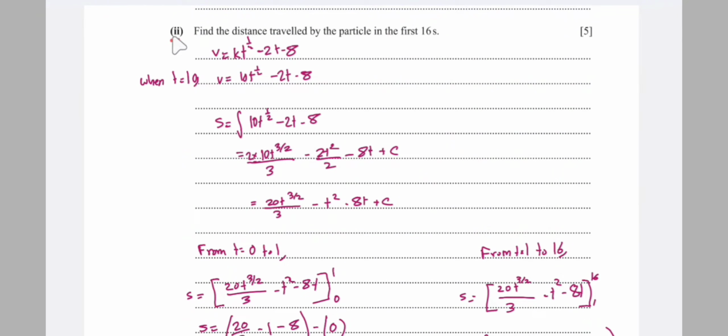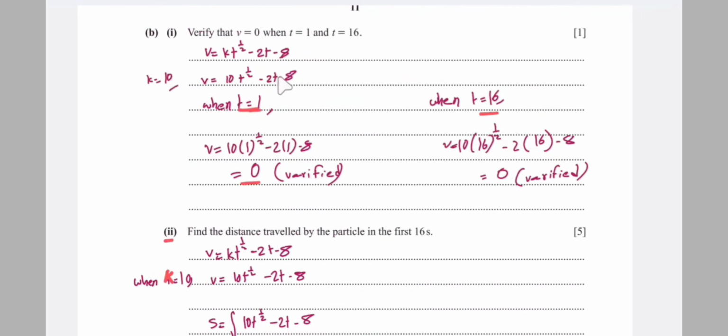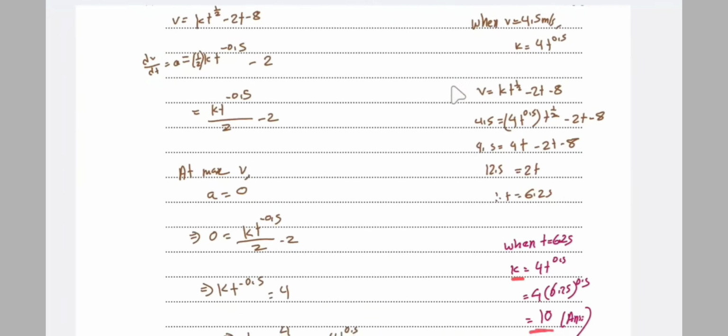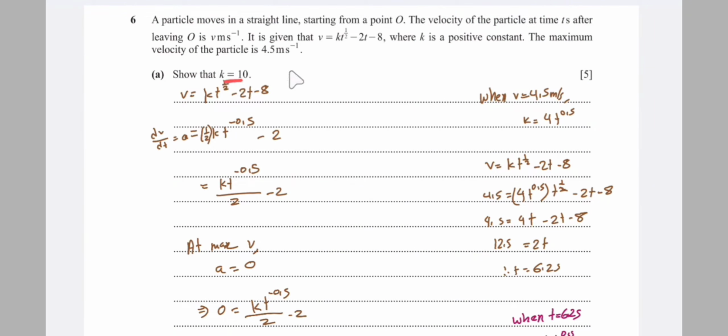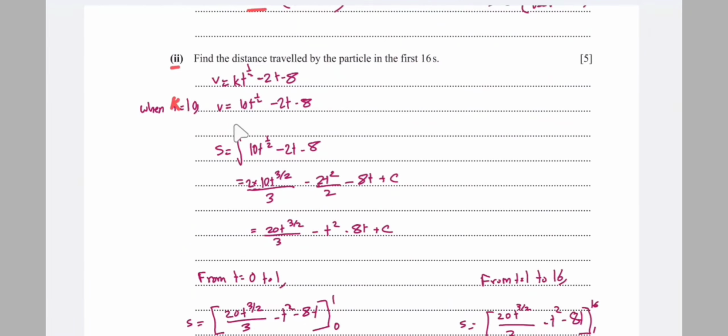In question number 6b, part 2, find the distance traveled by the particle in the first 16 seconds. So we need to find the distance in the first 16 seconds. So we know the expression for v in terms of k and t. We can substitute the value of k, that is 10, in the expression for v to express v in terms of t.